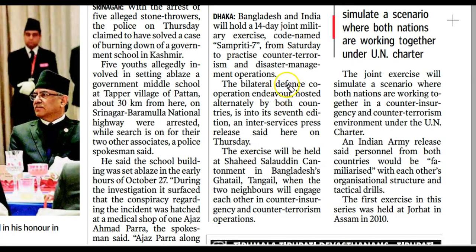The Sampriti exercise is a defense cooperation hosted alternately by both countries, and this year is the 7th edition of the Sampriti exercise. That's why it is called Sampriti 7. Sampriti 7 was held in Bangladesh and it focuses on counter-insurgency and counter-terrorism operations. The first exercise, Sampriti 1, was held in Jorhat in Assam in 2010. So let's prepare thoroughly on India-Bangladesh relations in GS paper 2.